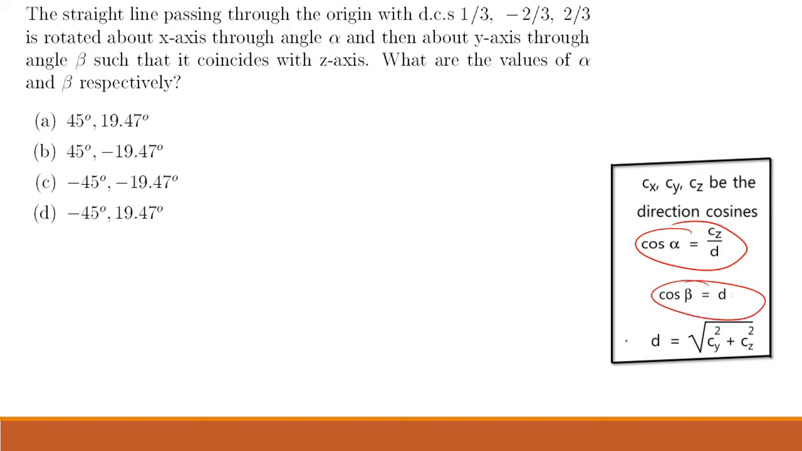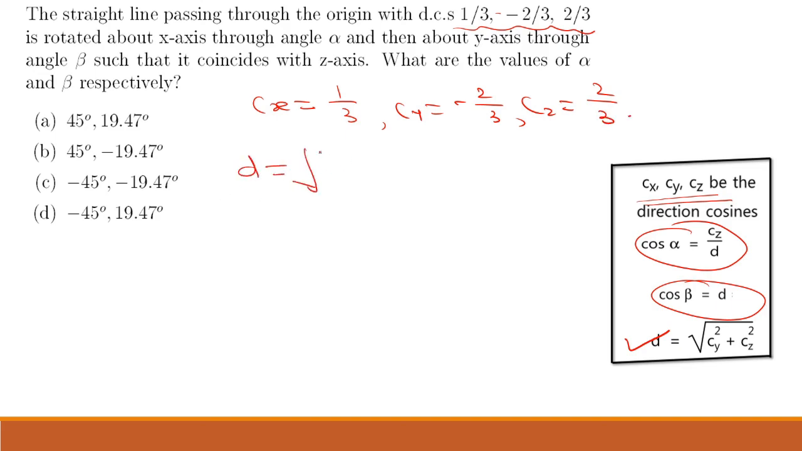And what is d? d is nothing but root of cy square plus cz square. Okay, so first of all you have to understand what cx, cy, cz are. So that are nothing but the direction cosines. So here cx is nothing but 1 by 3, cy is nothing but minus 2 by 3, and cz is nothing but 2 by 3. So let us calculate d, that what will be d.